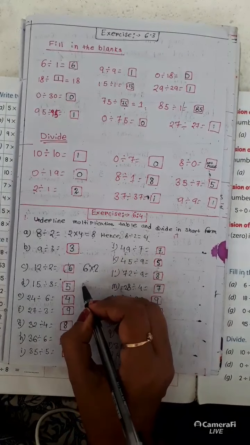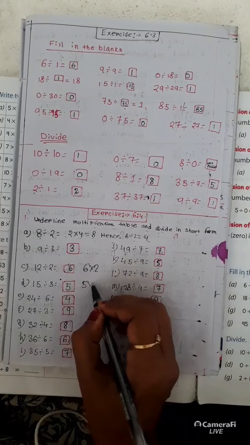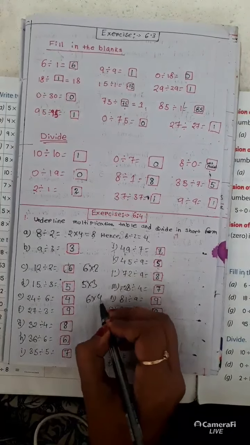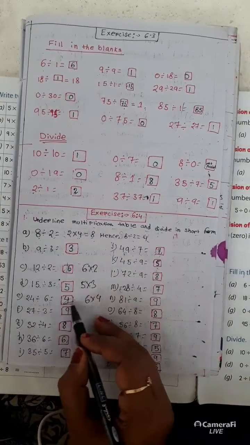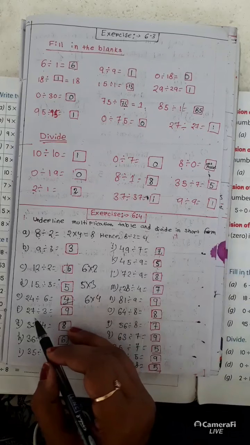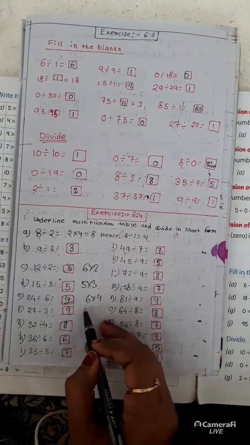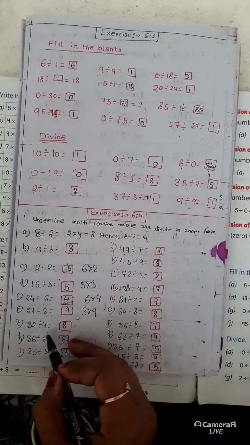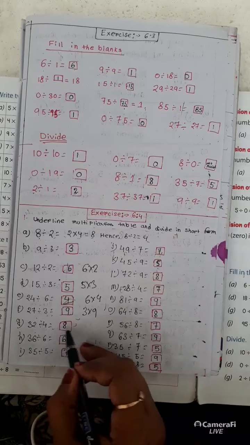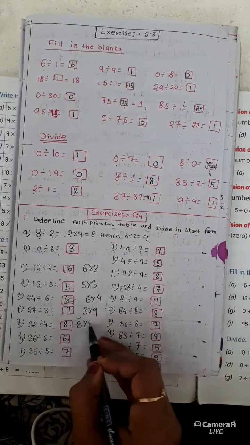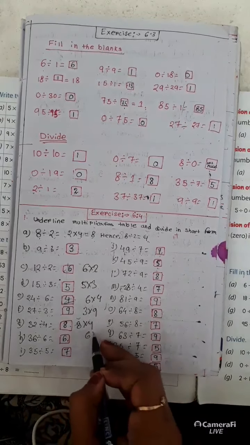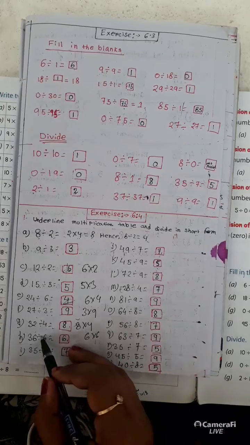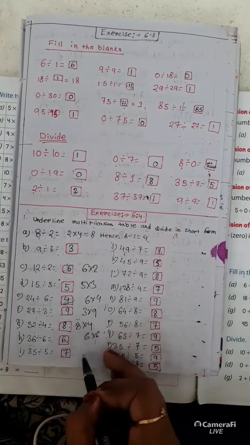15 divided by 3 is 5. So 5 3s are 15. 6 4s are 24. So answer is 4. 27 divided by 3 is 9. So 3 9s are 27 or 9 3s, the same case. And 32 divided by 4 is 8, means 8 4s are 32. 6 6s are 36. So when I divide 36 with 6, answer will be 6.